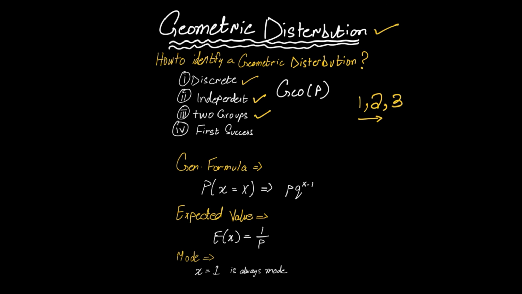Now there has to be only two groups: a heads or a tails, a 6 or a not 6, a success or a failure. These should only have two groups for it to be a geometric question.